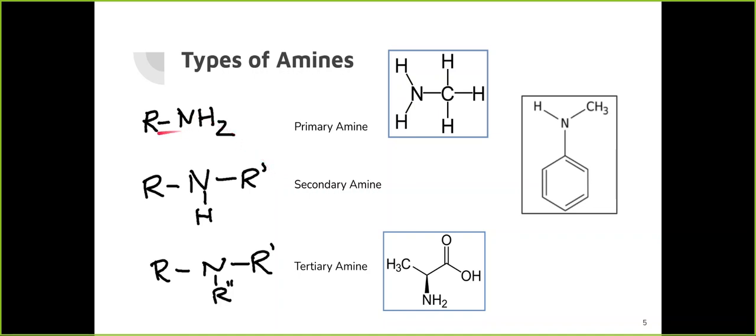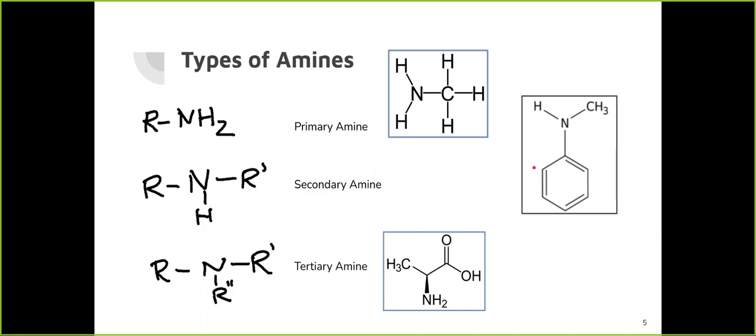So you can have primary amines where the nitrogen is attached to a carbon chain and it has 2 hydrogens. An example here is we've got a nitrogen connected to a methyl group with 2 hydrogens. You can have secondary amines where you've got 2 R chains connected to the nitrogen and then only 1 hydrogen attached here.